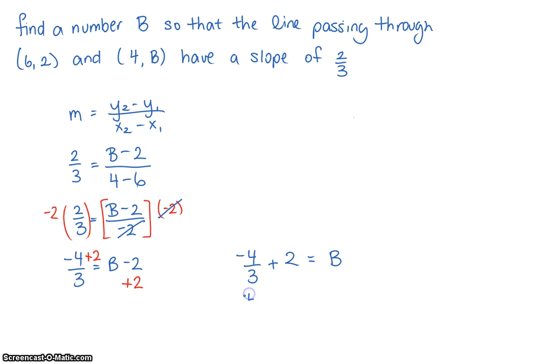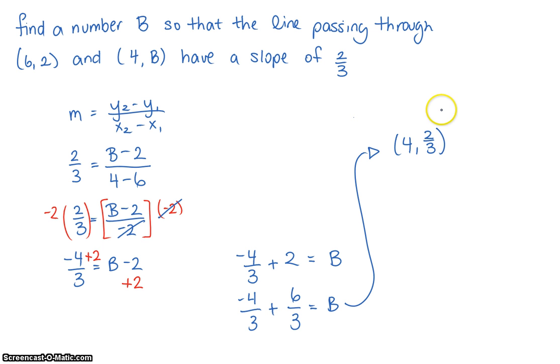Working with fractions, you need to have a common denominator. The denominator is 3, therefore this makes it 6. So then as a result, we get 6 minus 4, so 2/3. So (4, 2/3) is our point. 2/3 is our B value, where these 2 points will have a slope of 2/3.